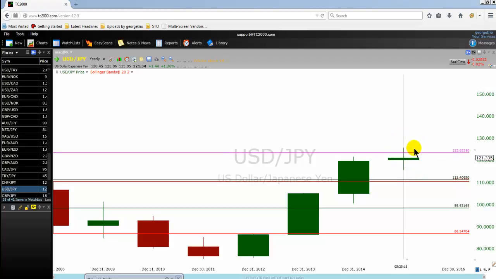So the number one factor that is affecting the dollar yen is the US Federal Reserve or the Bank of Japan. Very, very important. The interest rate policy by the US Federal Reserve or the Bank of Japan will influence this currency pair. Very, very important.